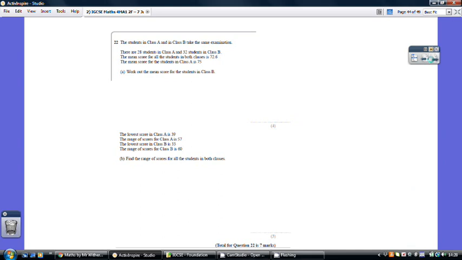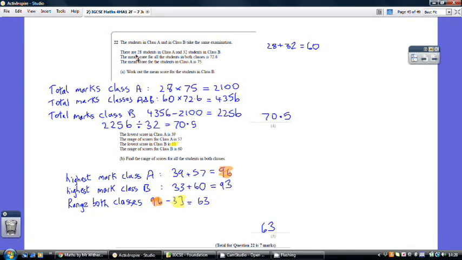Question 22. So we're told that for class A, the mean score for the students in class A is 75. Okay, so given the mean score for class A is 75 and there are 28 students in class A, we can see that the total marks gained by class A must be 28 times 75, which is 2,100. Because working backwards, if we had known the total was 2,100, we'd have divided that by the 28 students in class A to get the mean score for class A students of 75.